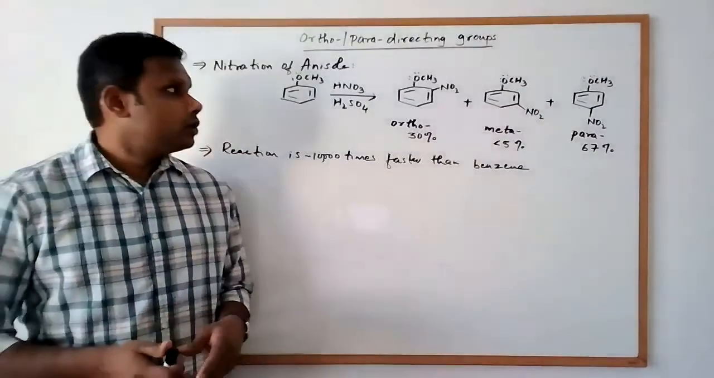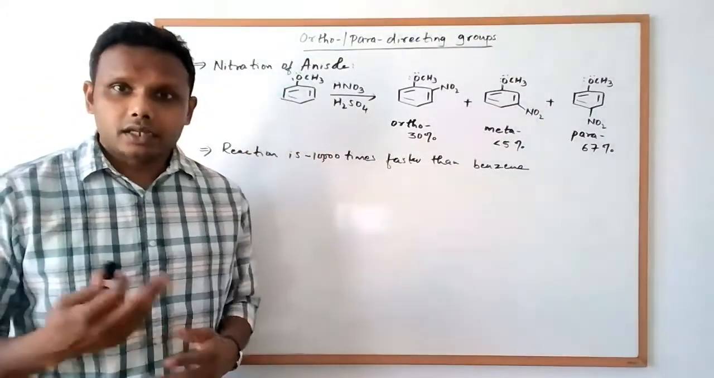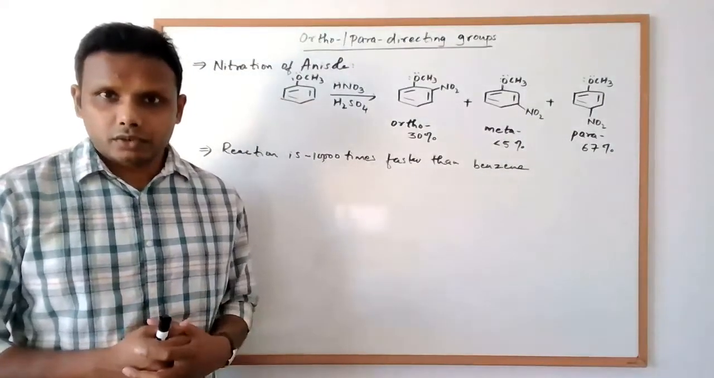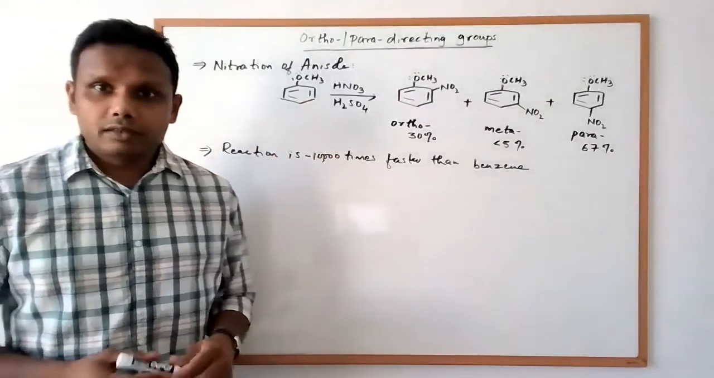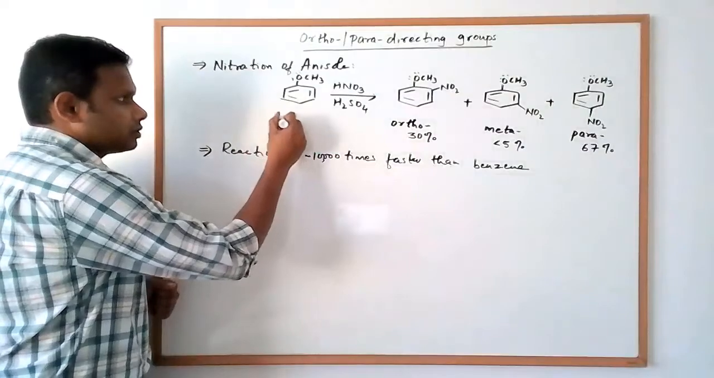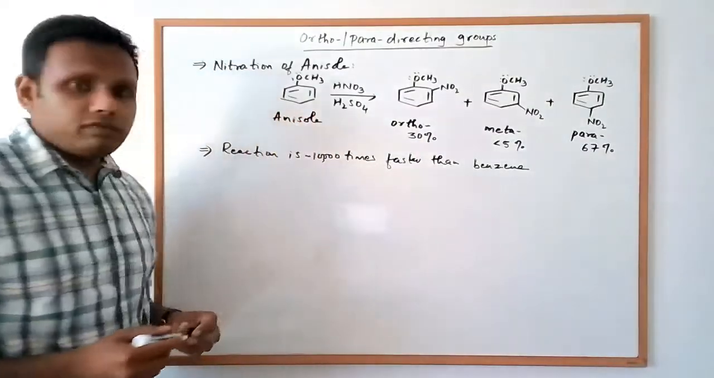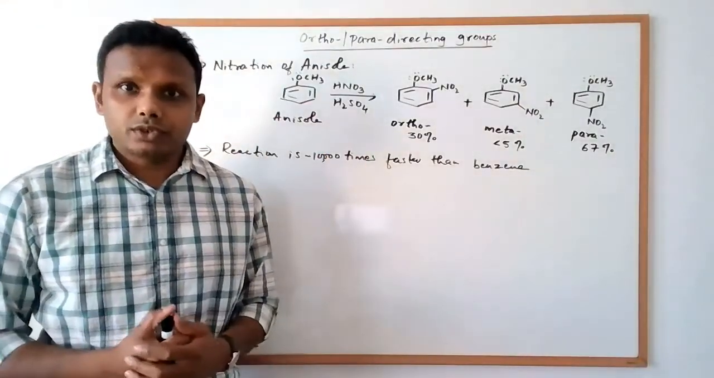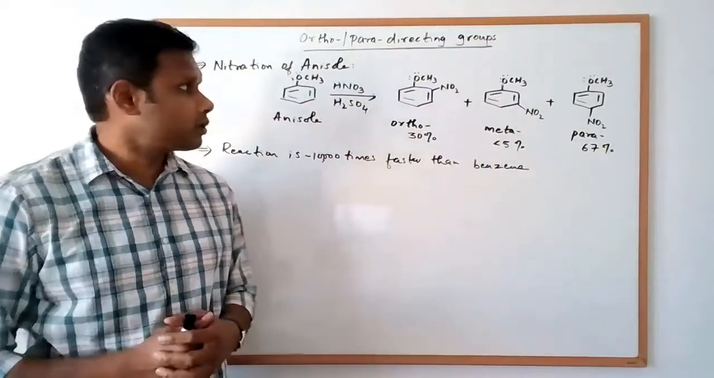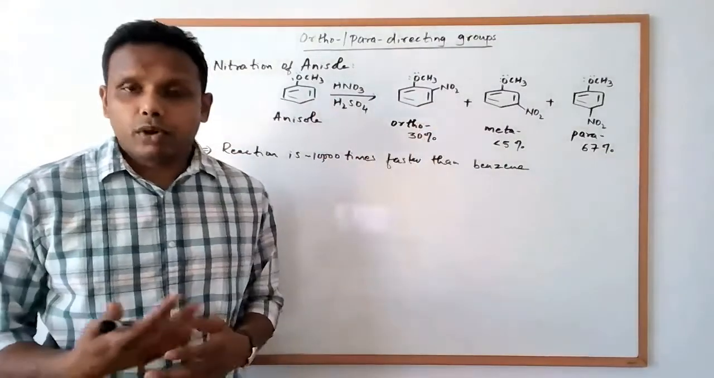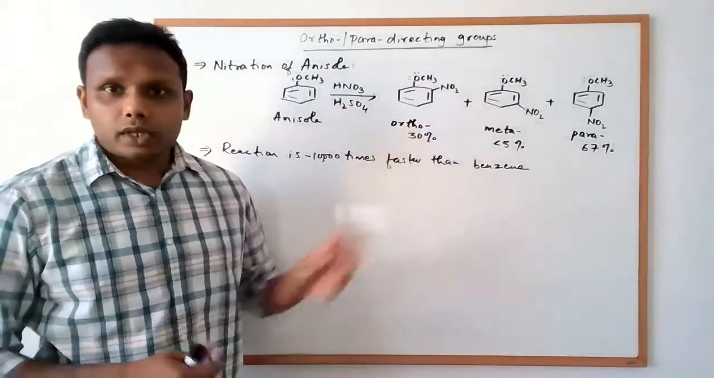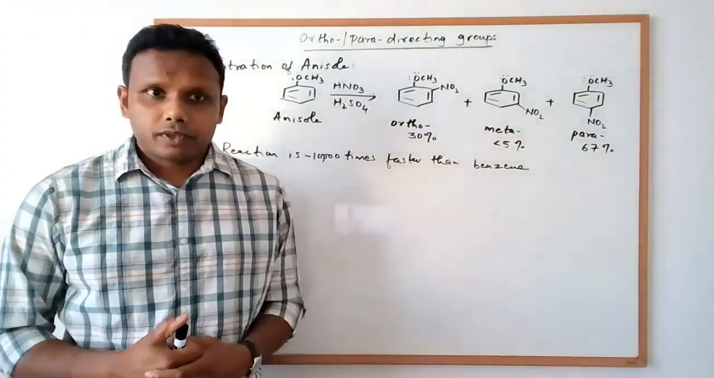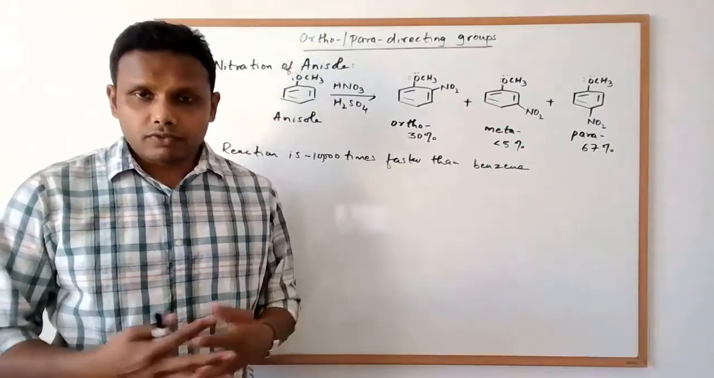In this video, we're going to look at the nitration of anisole as another example of an ortho-para directing group. Now, anisole is methoxybenzene. So this molecule here is anisole. And when we do nitration of anisole, very similar to toluene or any other substituted benzene-based aromatic compound, we can expect three possible products. We can get the ortho-nitroanisole, the meta-nitroanisole, or the para-nitroanisole.